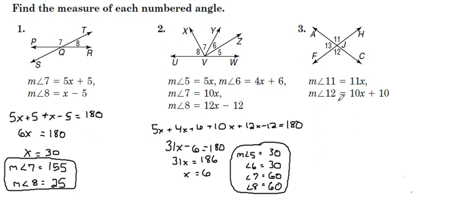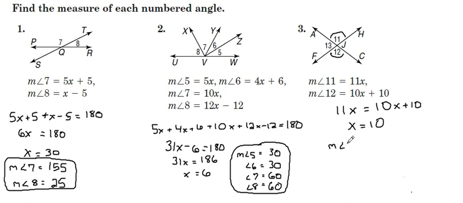Let's look at number 3. We got to find measure of angle 11, 12, and 13. Now, 11 and 12 have a relationship. They are vertical angles. Vertical angles are congruent, so we can set 11 and 12 equal to each other. 11x can be set equal to 10x plus 10. I want to solve this for x. Subtracting 10x from both sides, we're just left with x. X is 10.